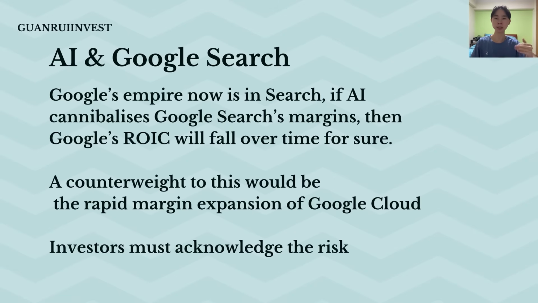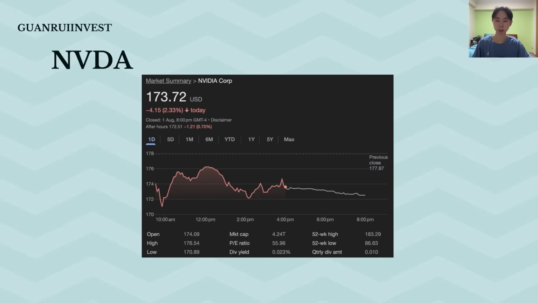But of course, investors must acknowledge the risk that your Google search margins could decrease over time, and that Google's capital intensity is picking up as well. The next stock that I'll be covering is Nvidia. So Nvidia year to date is up around 20% or so. The company is trading at 55 times earnings right now.